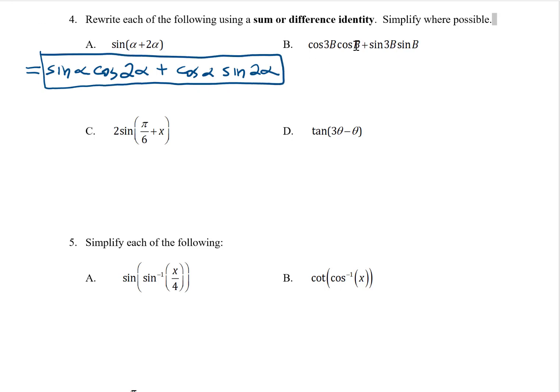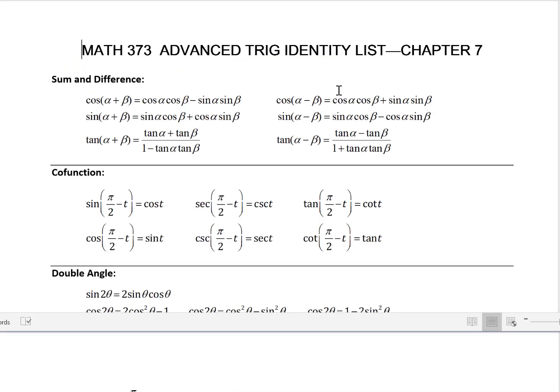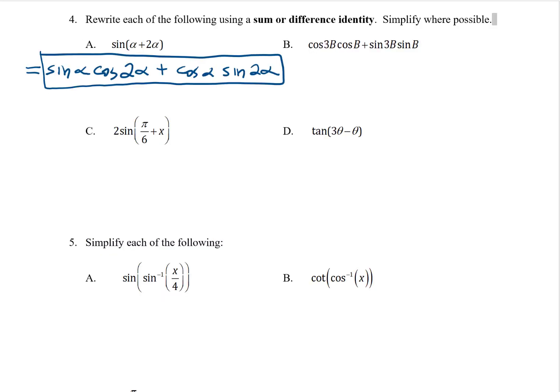Letter B, I have cosine first cosine second plus sine first sine second. I'm going to use one of those identities backwards. Let's see which one I'll be using. Let's see, here it is right here. Cosine first, cosine second, plus sine first, sine second. If I use this identity backwards, it turns into cosine of first minus second. Well, that's exactly what I write then. Cosine of first, the 3b, minus second, the b.